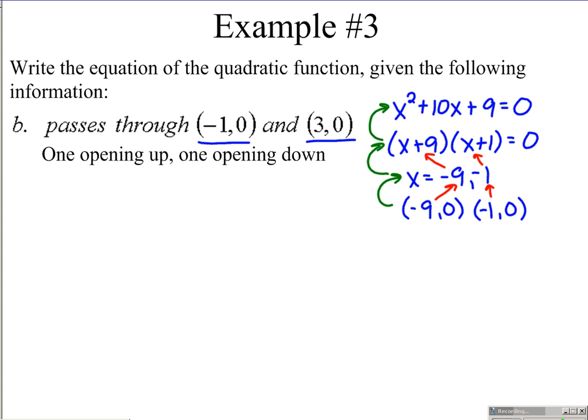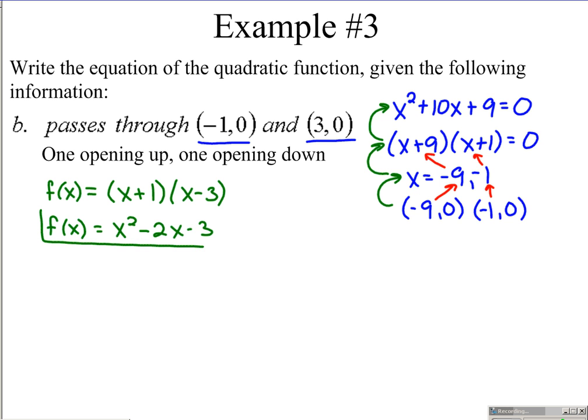So if I know the x-intercepts, remember we also know the real solutions. So our function over here, what factor is going to produce a solution of -1? That's x plus 1. What factor is going to produce a solution of 3? That's x minus 3. And now all we need to do is FOIL this out. We get f of x equals x squared minus 2x minus 3. So there's one equation that would have those two x-intercepts.